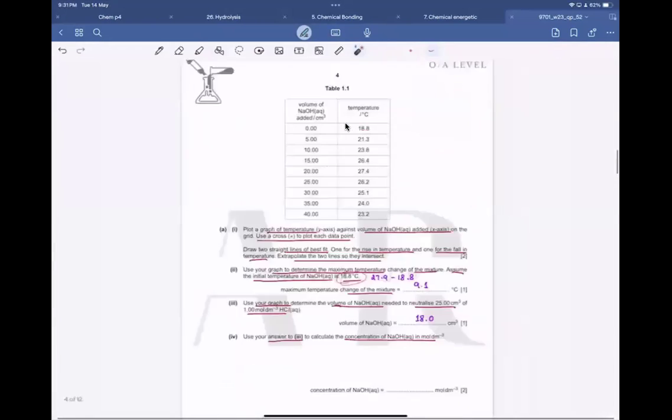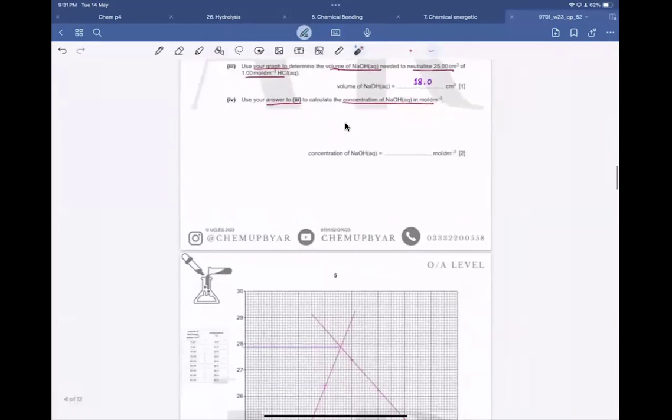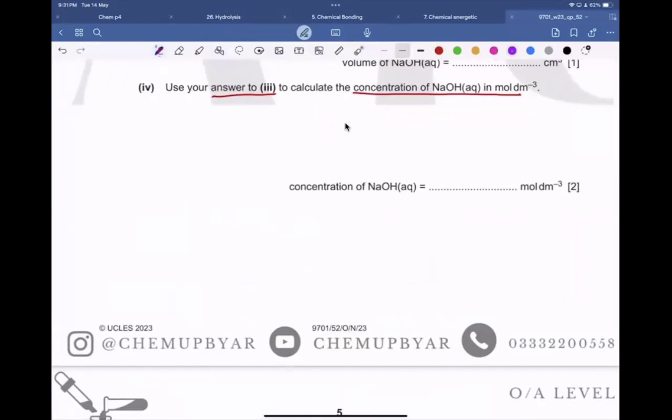Okay, so volume and concentration of hydrochloric acid are given. So we are able to find the moles of hydrochloric acid. Its concentration is 0.100 times its volume, which is 25 divided by 1000 to convert it into dm cube. Can anyone tell me the answer, please? It's 0.0025.